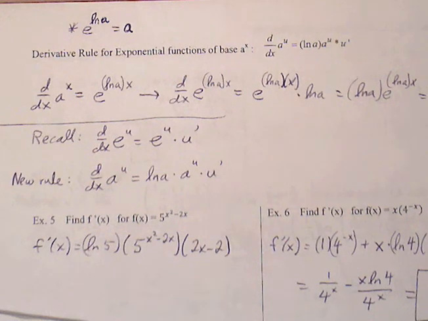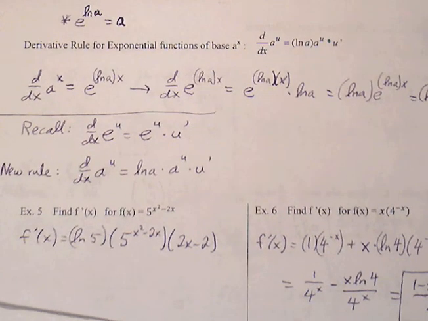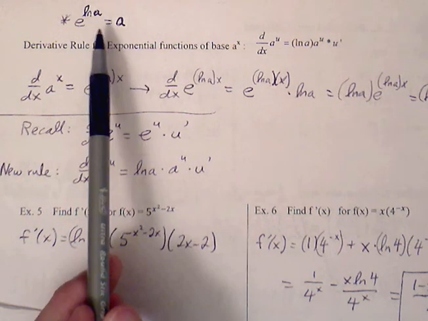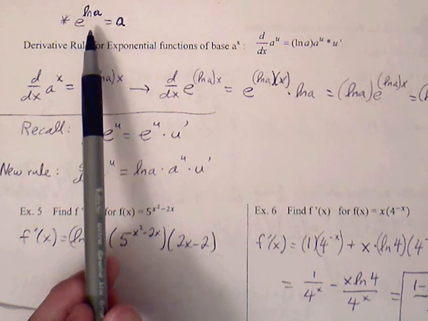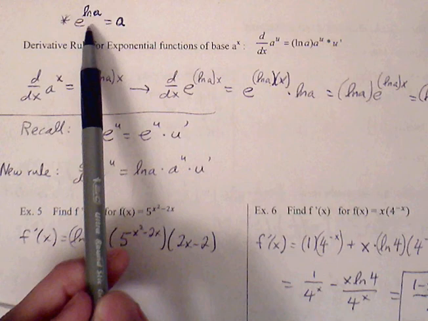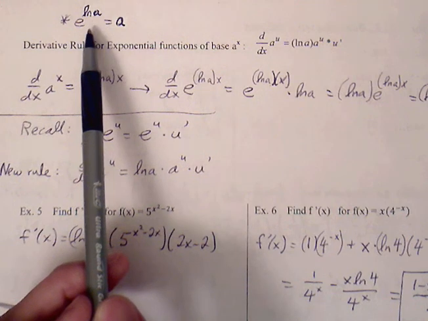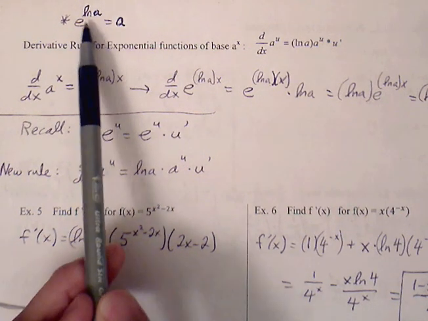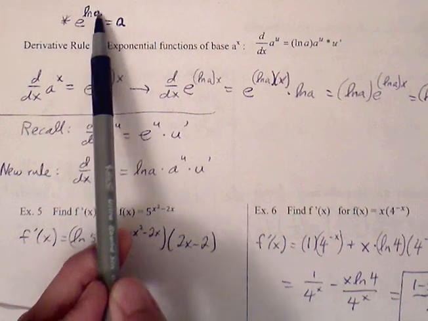Hey, this is the continuing with the notes with chapter 5.5, derivatives for exponential functions of base other than base e, base a. Now, exponential functions and natural log functions are inverses of each other, so they have a way of canceling each other out if we take the composite functions of each other. And so here's one property: e to the ln of a is equal to a.